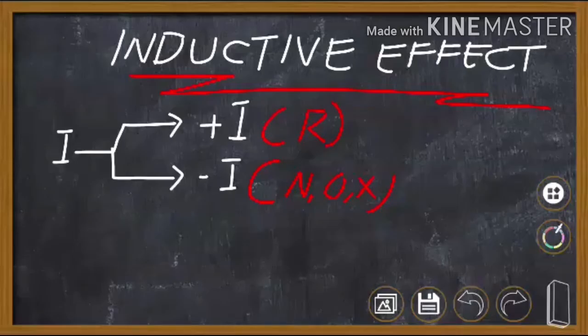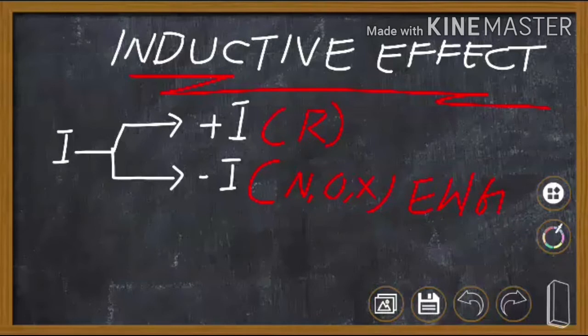So inductive effect is broadly classified into two, that is plus I effect and minus I effect. Mainly this plus I effect is shown by some alkyl group. And minus I effect, you can easily predict, where you can have nitrogen, oxygen, halogen along with some electron withdrawing group.